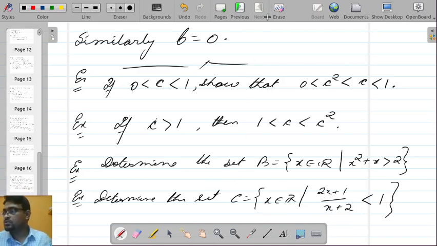In the next lecture we will do something about the absolute values of real numbers, and then the upper bounds and lower bounds of real numbers. We will do some properties of the modulus function, that is the absolute value of a real number. That is also very much important for our real analysis.